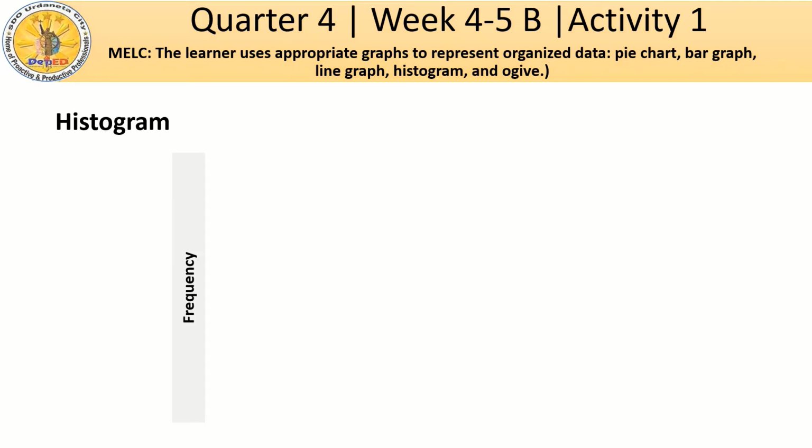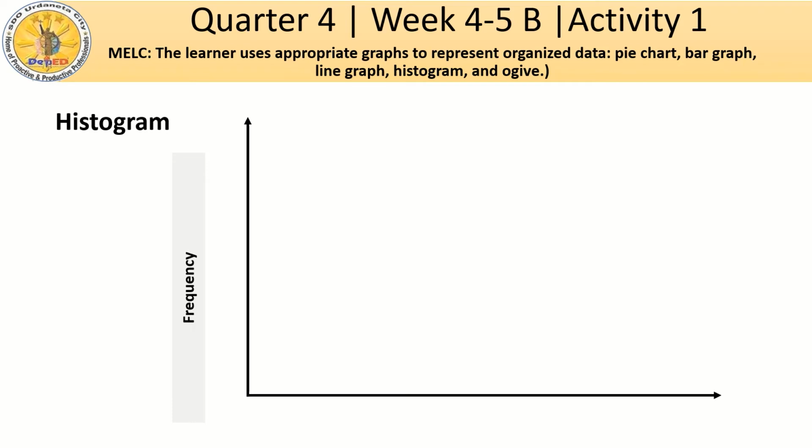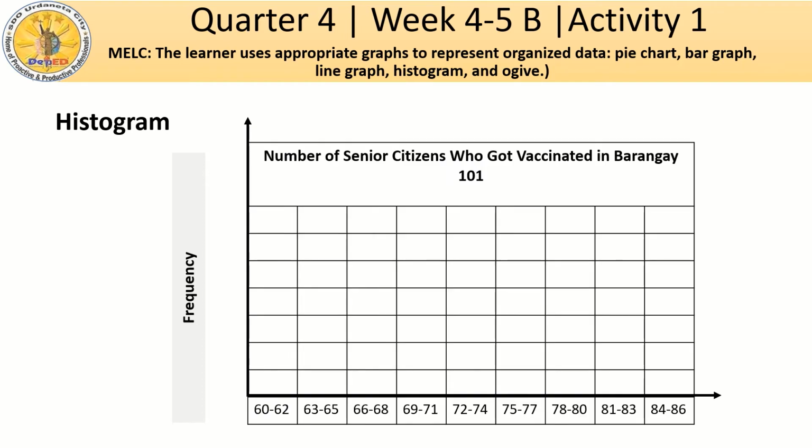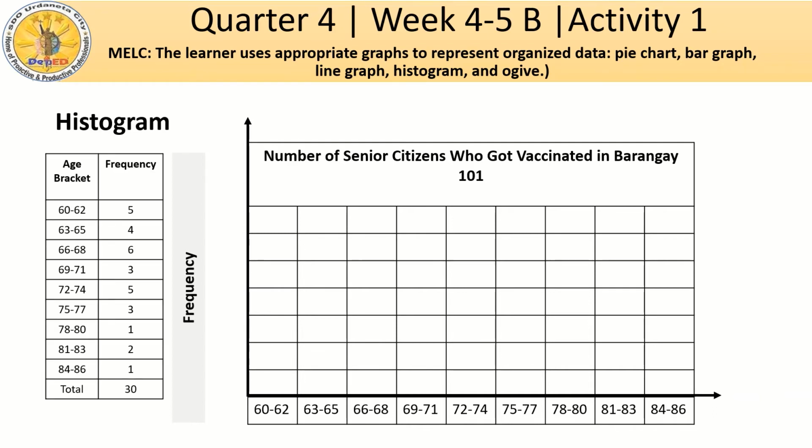First, we have here the y-axis, wherein we're going to put our frequency, and the x-axis, wherein we're going to put the group size. We can see here the title of the graph: number of senior citizens who got vaccinated in Barangay 101. So your title should always be on the top of your graph. I also transferred here our frequency table. So we have also the frequency here.